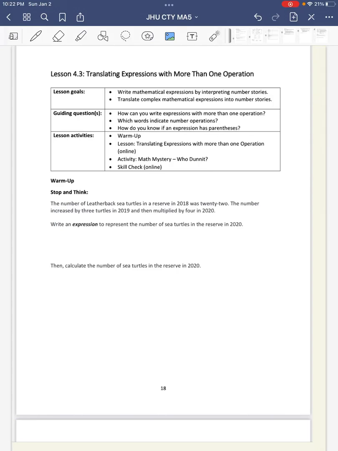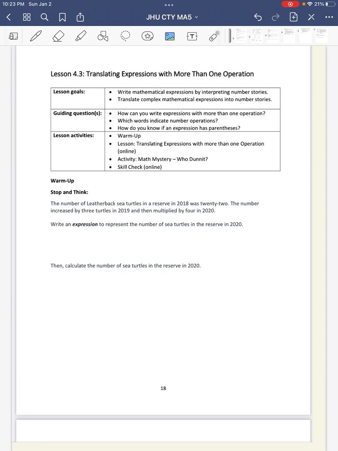Welcome back for another invigorating unit in our mathematical and algebraic thinking unit. We are in lesson 4.3. We have done order of operations, we did translating simple expressions, and now we are moving on to translating expressions with more than one operation, which is linking it to lesson 1 with the order of operations.